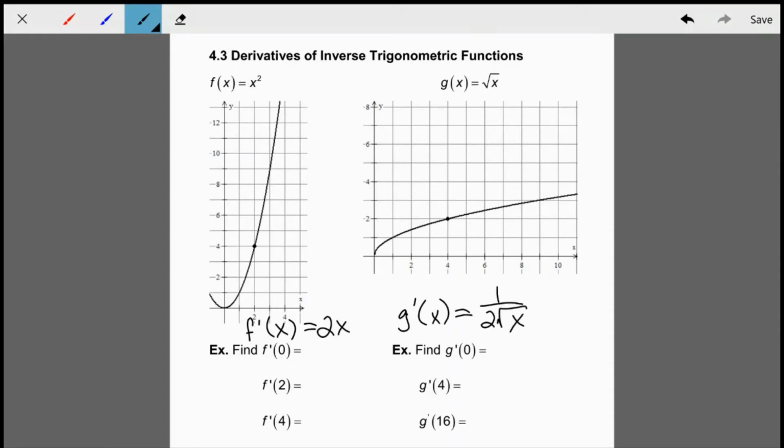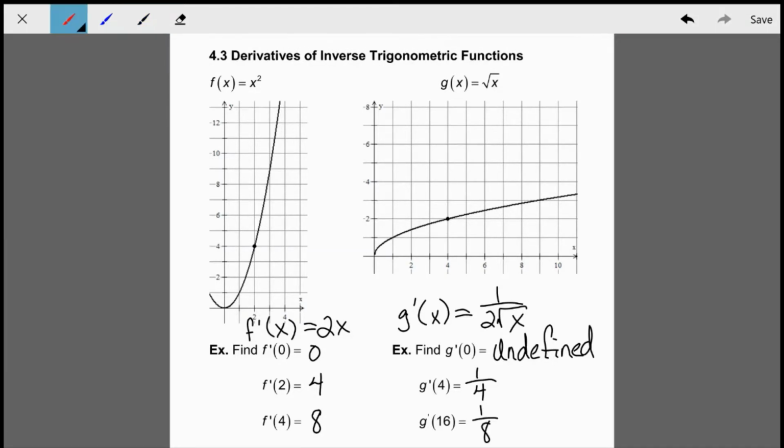Okay, so let's take a look at these derivative values. So f prime at 0 would obviously be 0. G prime at 0 would be undefined, and you can see because I would be dividing by 0. Okay, let's look at the next pair. F prime at 2 would be 4. And then notice the corresponding g prime at 4, I'm actually going to get 1 over 2 times the square root of 4. So 1 over 2 times 2, or 1/4. And then the last pair of points we have here, f prime at 4 would be equal to 8. And then g prime at 16 would be 1 over 8.